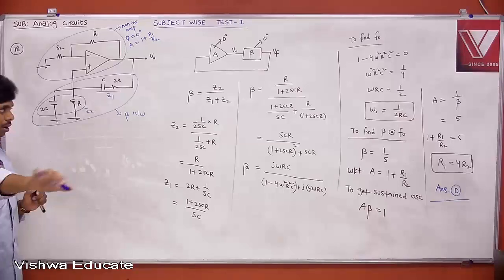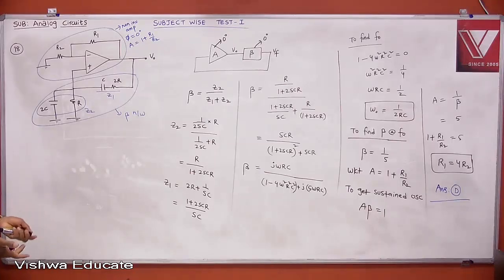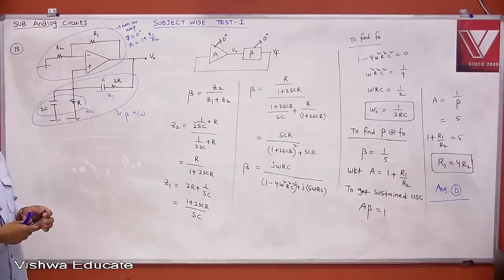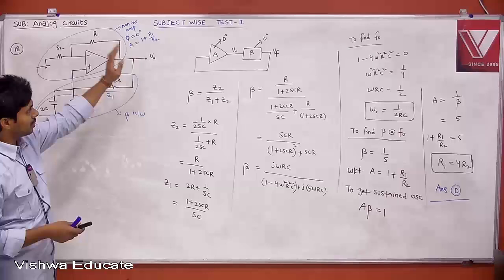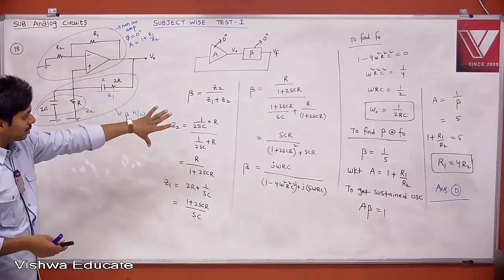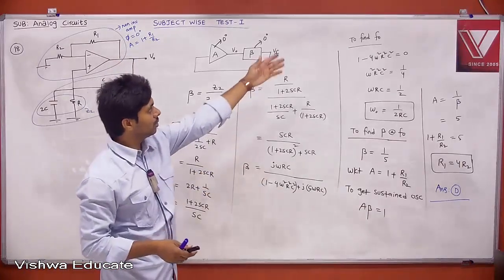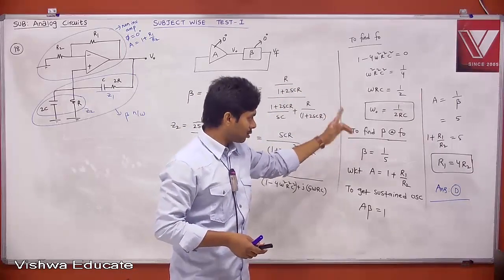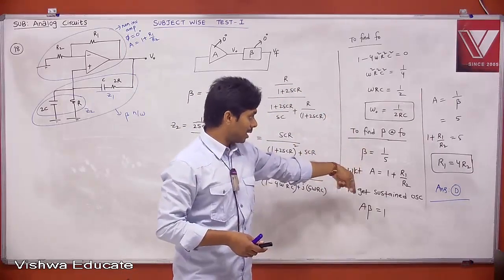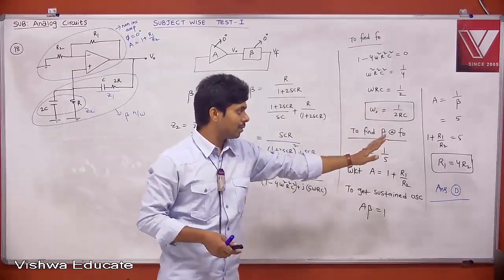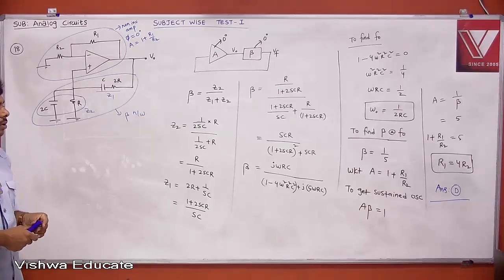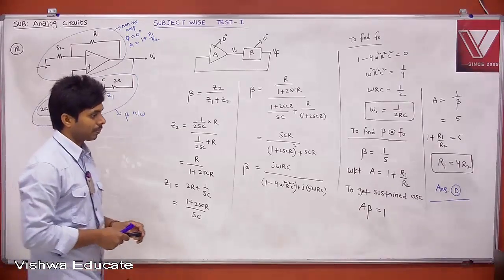Try to observe, try to solve on your own. I just applied the Barkhausen criteria, like for the Wien bridge oscillator. If you go through the Wien bridge oscillator procedure, you will get it. A is already a non-inverting amplifier, 0 degree phase shift. Beta, we calculated to get 0 degree phase shift. That condition gives you the resonant frequency, and beta we got at F0. A into beta should be equal to 1. Then A is 5, then 1 plus R1 by R2 is 5, then R1 is equal to 4R2. That is the condition. Then you will get sustained oscillations, not over-damped oscillations, not under-damped oscillations.